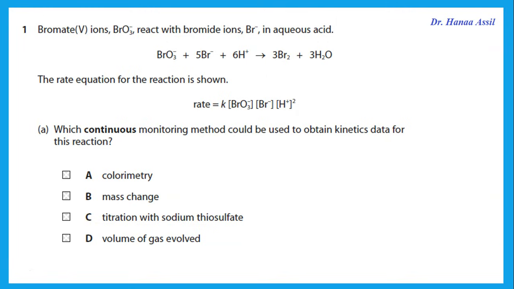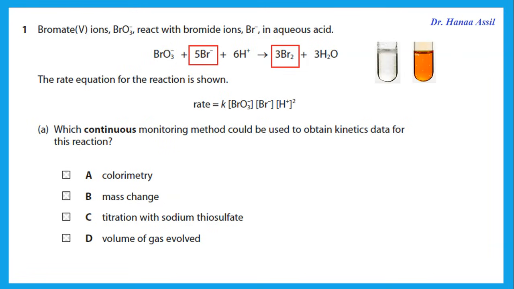Now, which of these can we use? The first option here is colorimetry. You should remember that colorimetry is used if we have a change in color. Do we have a change in color? Yes, we do. Bromide ions are colorless solutions, but when they form bromine, you should remember that bromine is reddish brown, or we call it orange. So there is a change in color, and actually that is the method we can use.